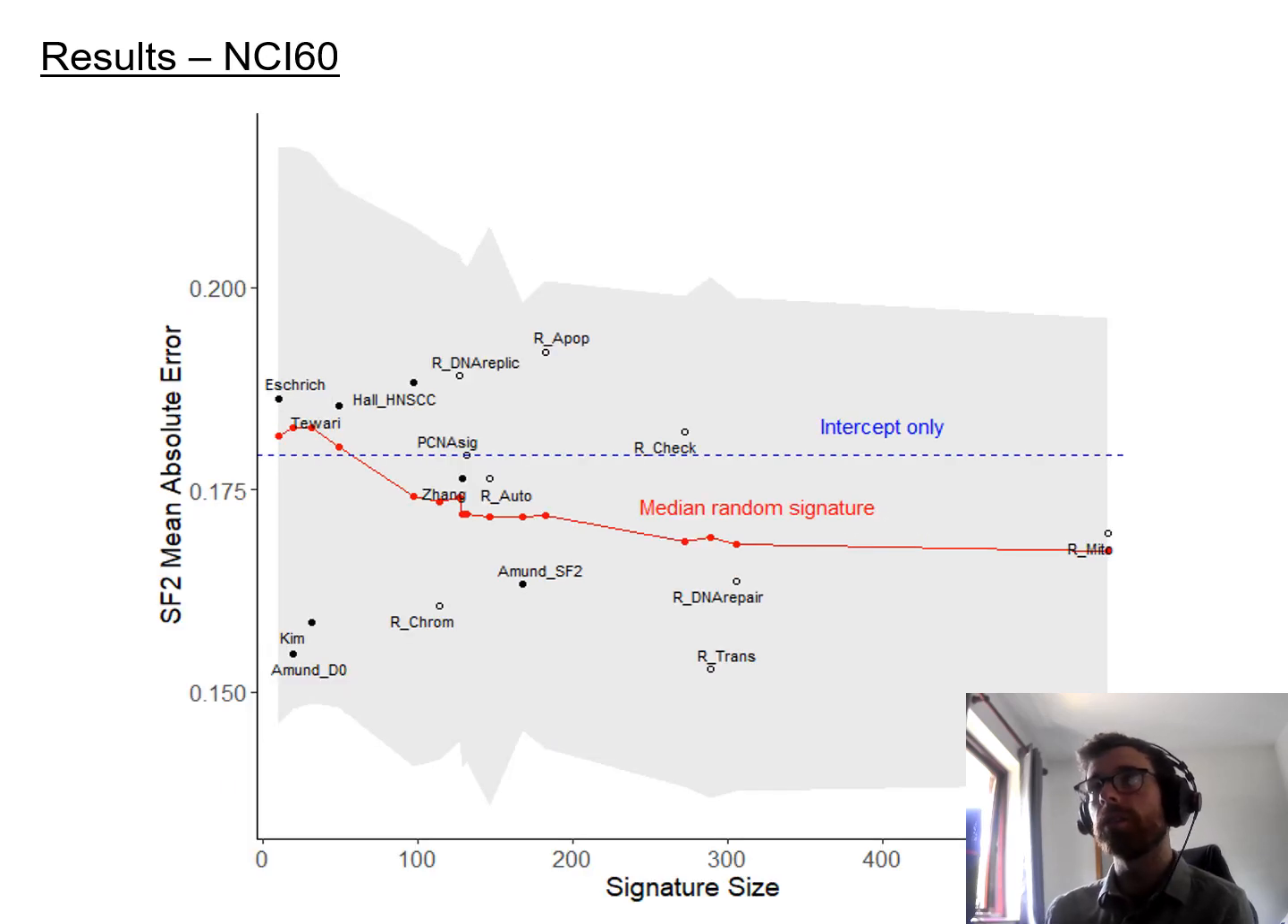This graph is the equivalent results for the NCI60 dataset, on which most of these models were trained. Results are similar, with models falling into the range spanning the 95% confidence interval for the median accuracy random signature.